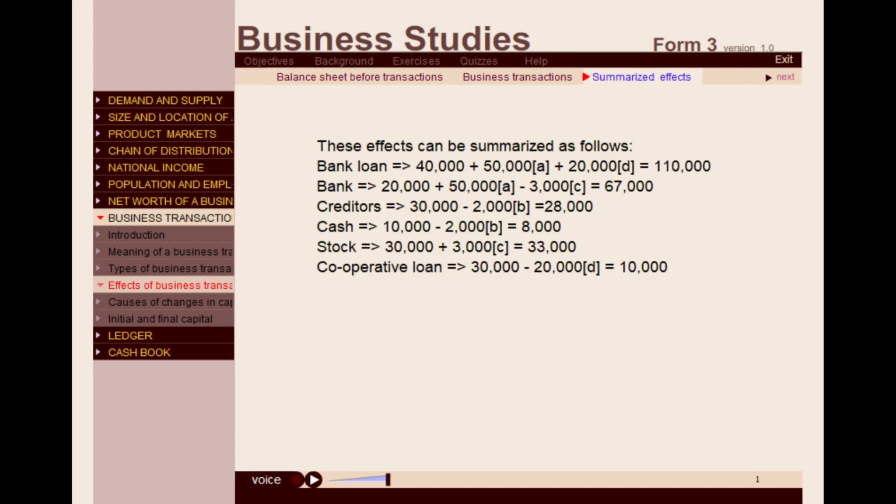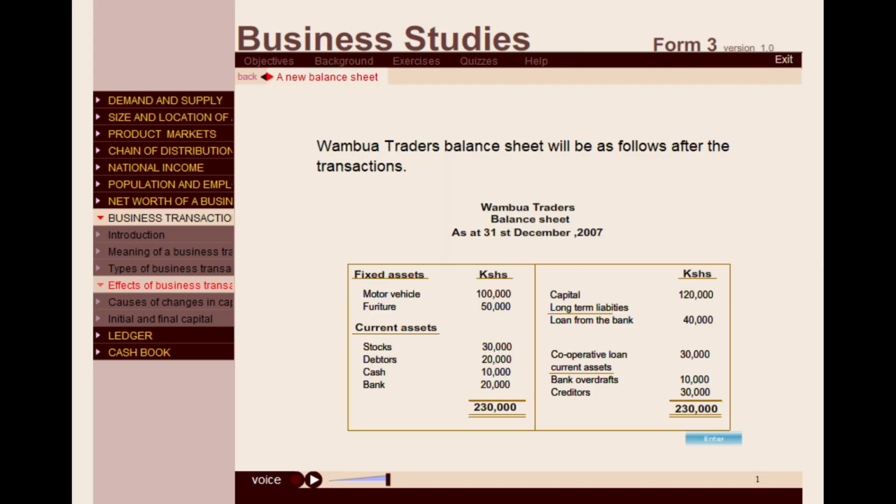Cash is equal to 10,000 minus 2,000, which is equal to 8,000. Stock is equal to 30,000 plus 3,000, which is equal to 33,000. Cooperative loan is equal to 30,000 minus 20,000, which is equal to 10,000. Wambua Traders' balance sheet will be as follows after the transactions.